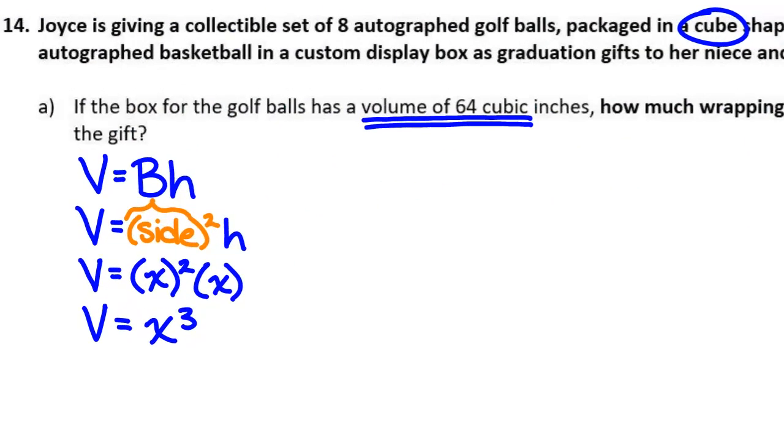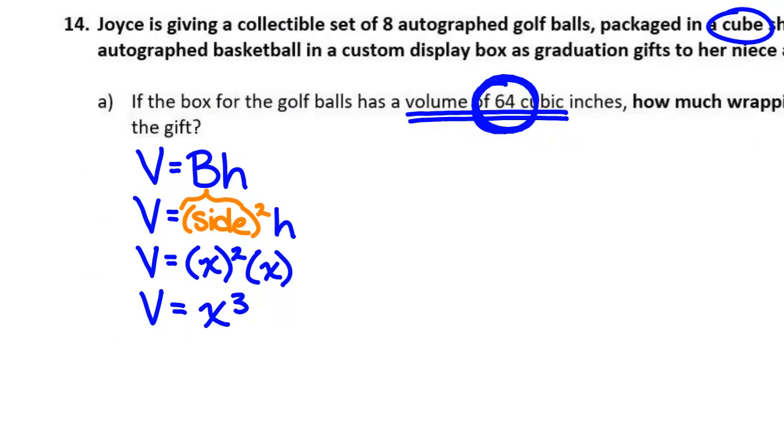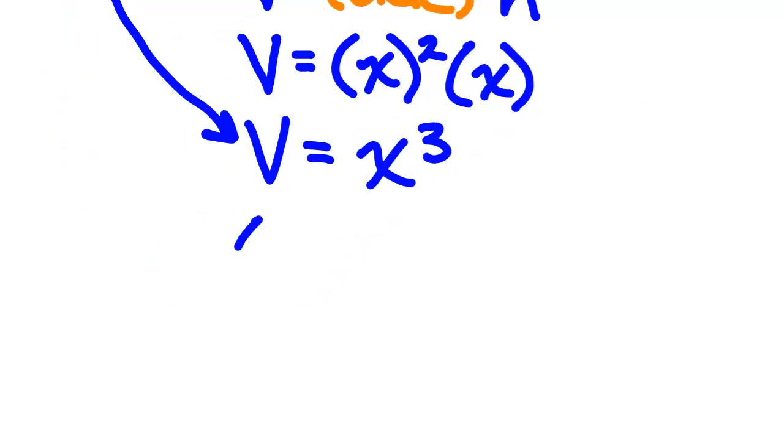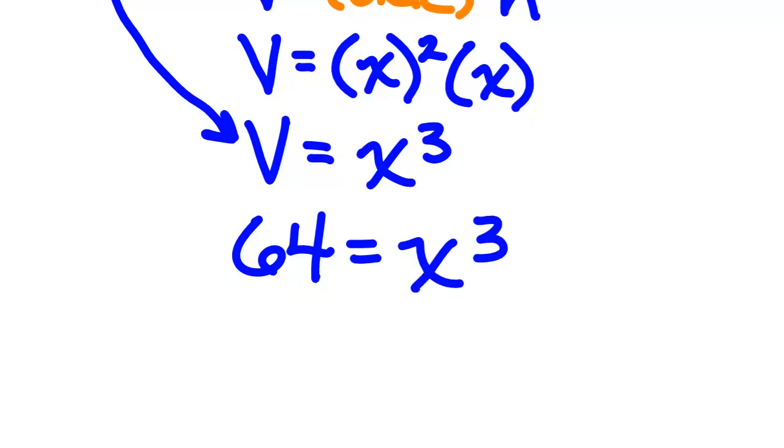All right. I can take this 64 right here and put it in the place of what? Is that going for X or for V? V. That is the volume, so it goes in for V. So I have 64 equals X cubed. If that was X squared, what could I do to get rid of the squared? I could do a square root. It's not a squared, though. It's a cubed. How do I get rid of a cubed?